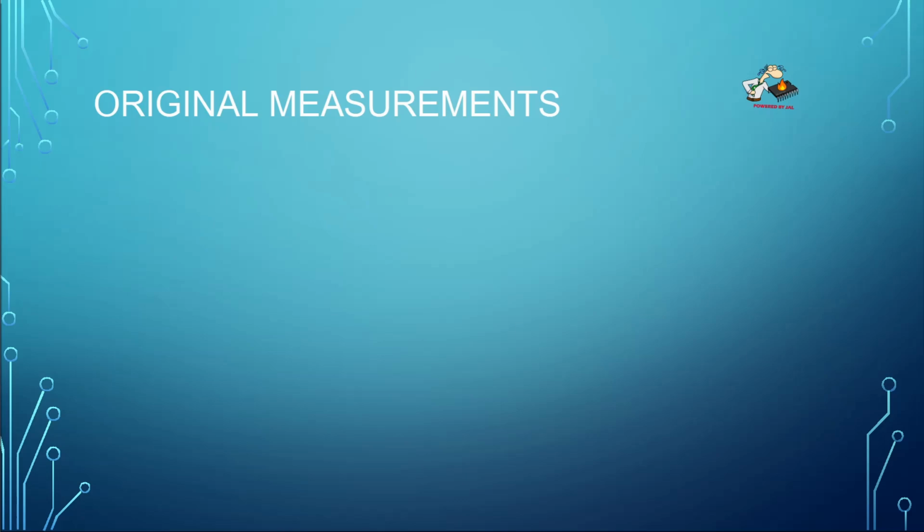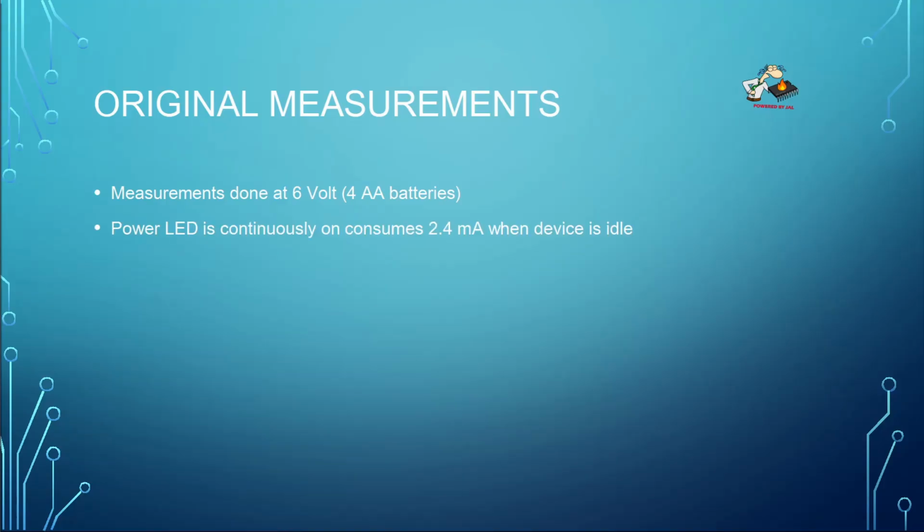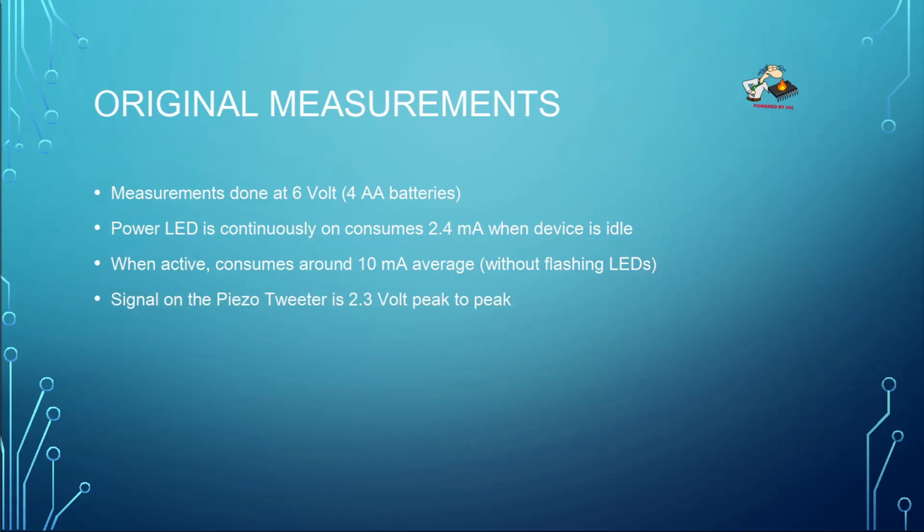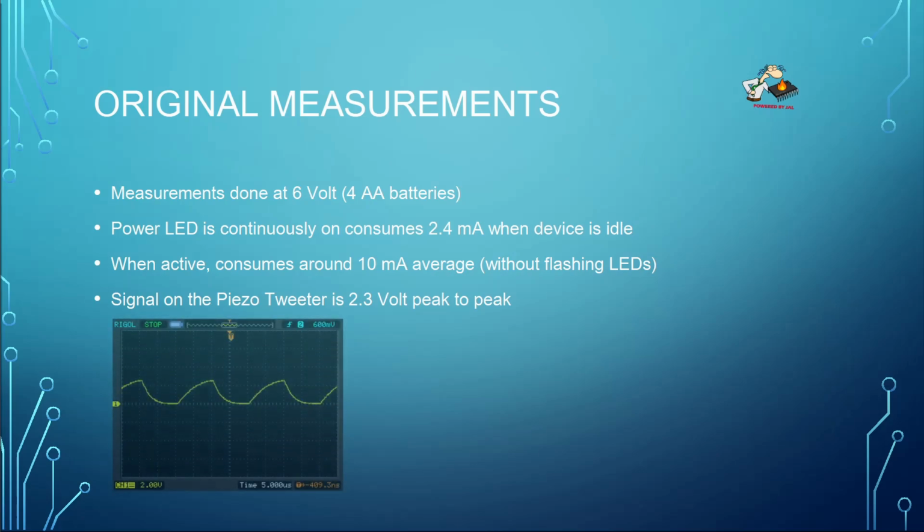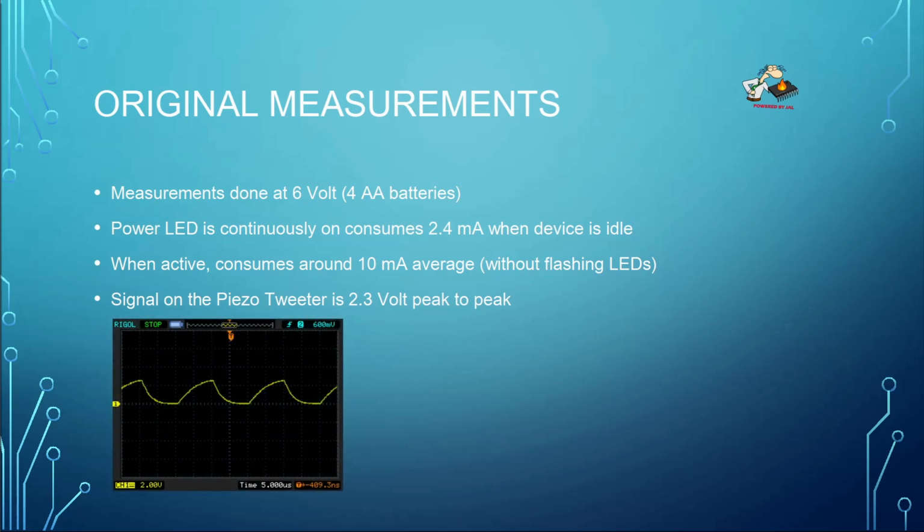Then I did some measurements because the batteries did not last so long. So I did a measurement at the 6 volts, so 4 AA batteries. And I saw that the power LED is continuously on and it consumes 2.4 milliamps even when the device is idle. And when the device is active, it consumes around 10 milliamps, and that is without the flashing LEDs. I also measured the signal on the piezo tweeter and it was only 2.3 volt peak to peak. And that surprised me because the supply voltage is 6 volts. And you also see that the slope of the curve is not very steep in this signal. So the output is not very high.